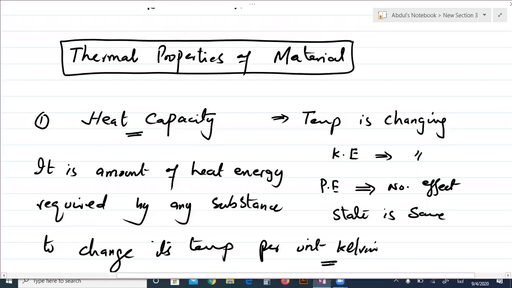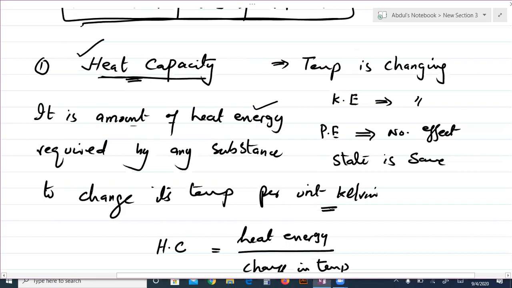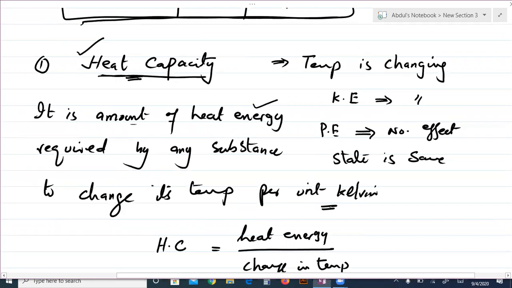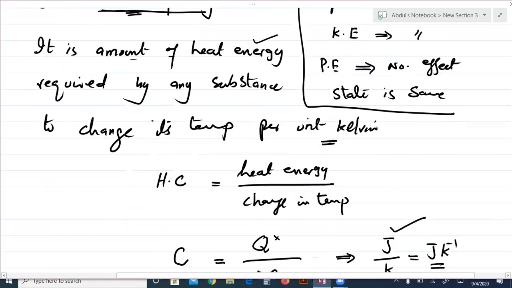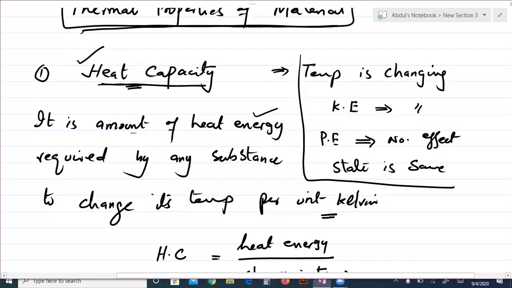Okay, this chapter is thermal properties of the material, and the first topic is the heat capacity. The amount of heat energy required by any substance to change its temperature per unit Kelvin is called heat capacity. So heat capacity changes temperature. When temperature changes, kinetic energy of the substance changes, but potential energy remains the same because there is no change in the state of the material.